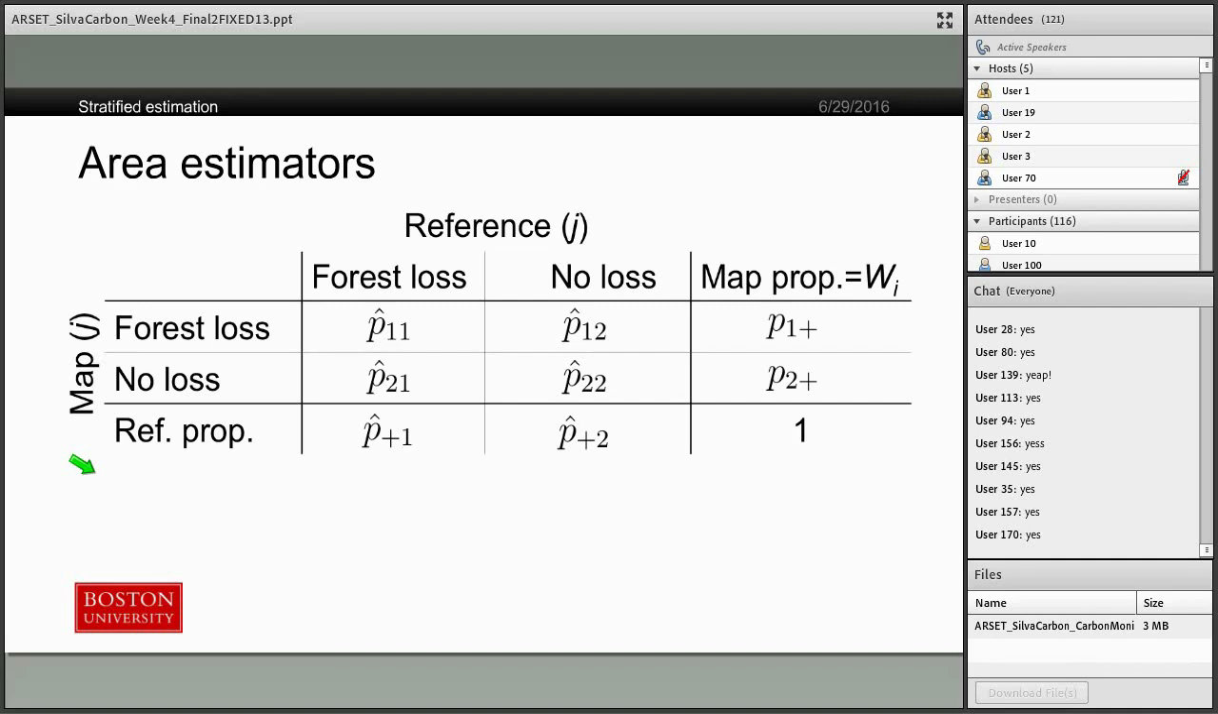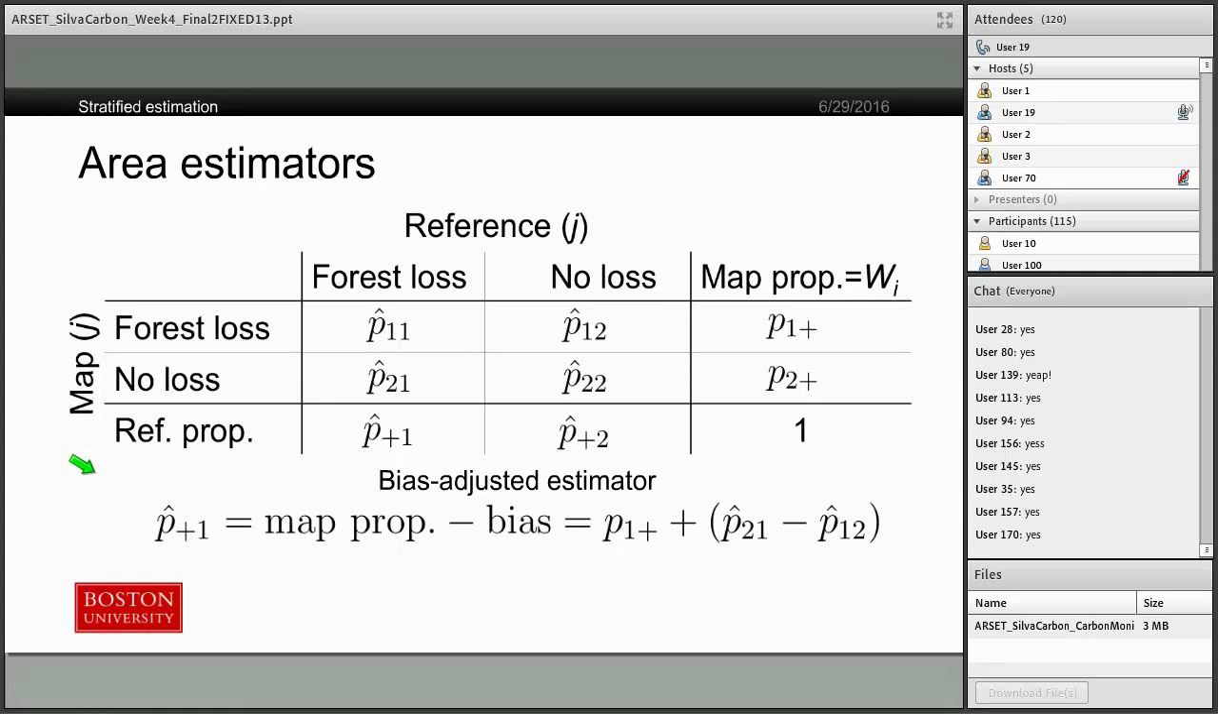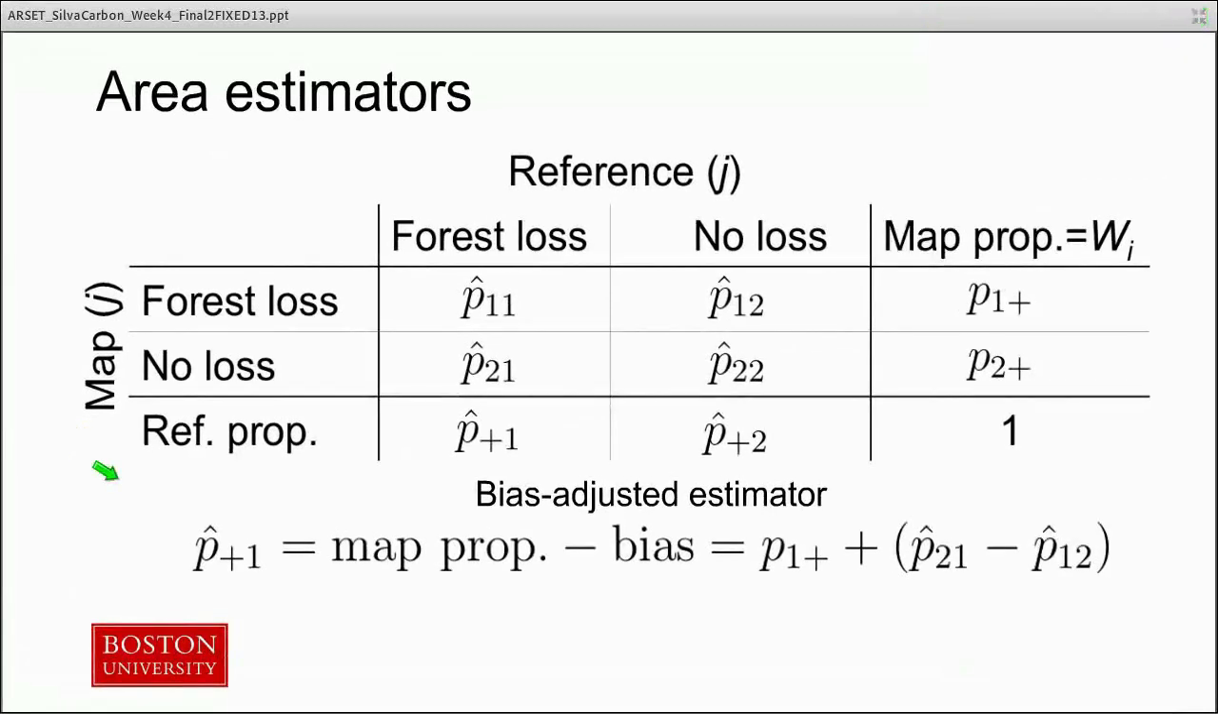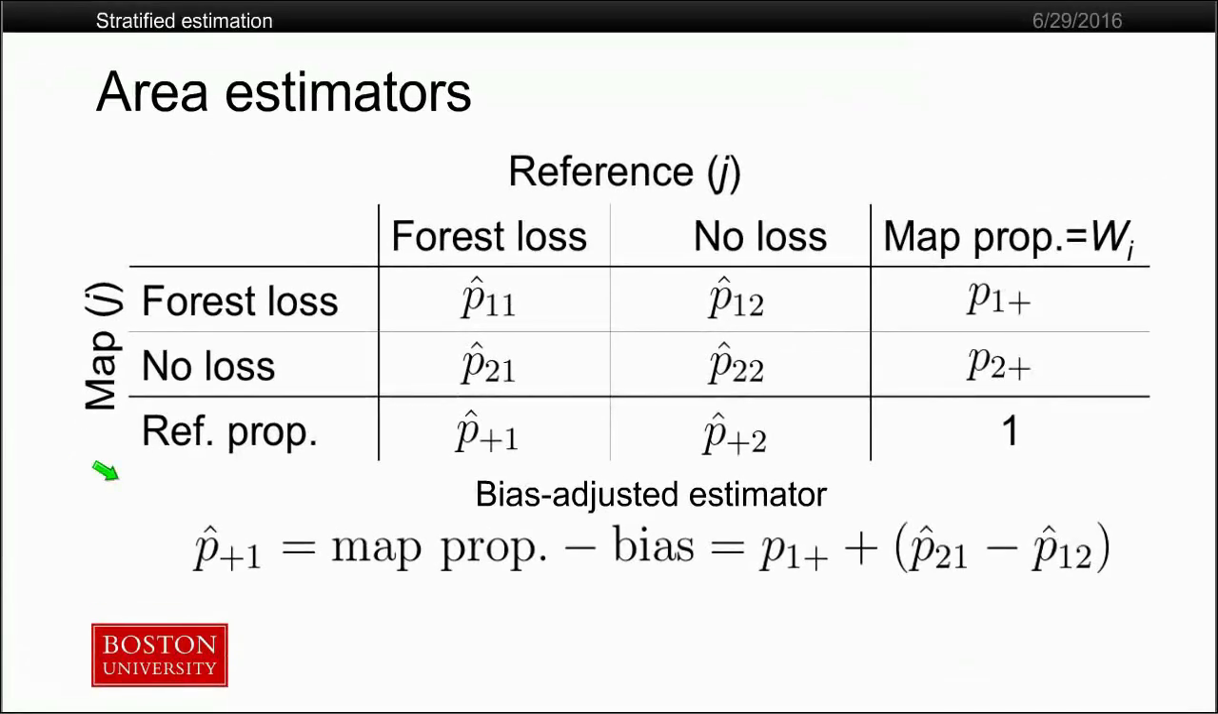With this error matrix, we can very easily construct two different kinds of estimators that will give us an unbiased estimate of the area of forest loss. One is called a bias-adjusted estimator. And the neat thing here is that it actually has an expression of the bias. This is very intuitive, and this is why I like to show this. In the bias-adjusted estimator, we have the map proportion out here. Here we have the area of forest loss, expressed as a percentage of the total map area. We have to multiply by the total area in hectares in order to express this as a hectare. But it's basically an area in hectares.